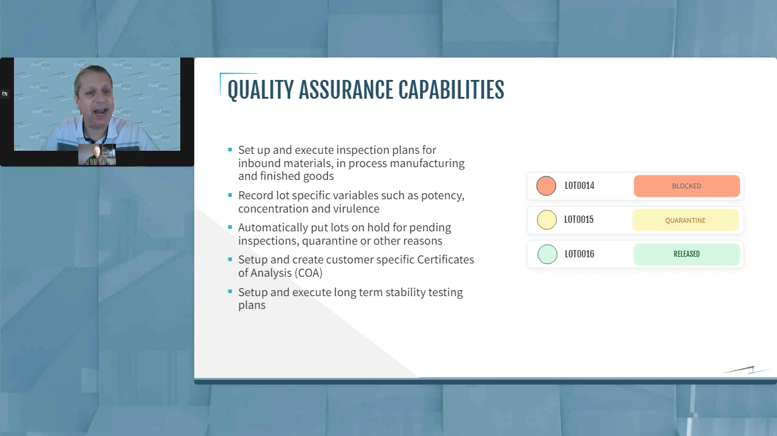What's really nice about having the quality module built into the Business Central core system is that we'll automatically put lots on hold if they fail an inspection, if when you receive them, they need to be inspected, if they need to be quarantined. All too often we see a quarantine section as just a corner in the warehouse, nothing controlled. When it's part of the system, you will not be able to select something that you're not supposed to select. We'll also take a look at how we generate certificates of analysis and also talk about how we can set up and execute long-term stability testing.